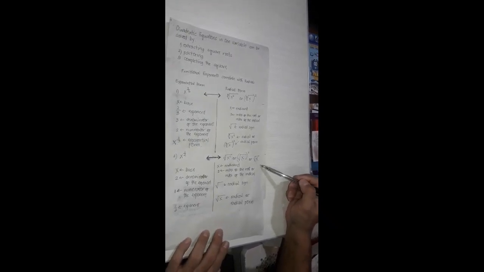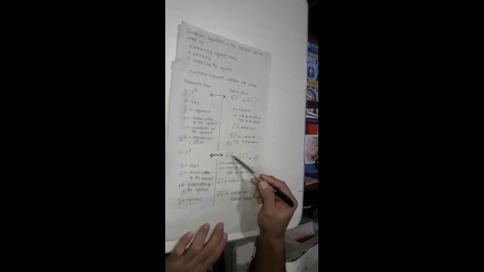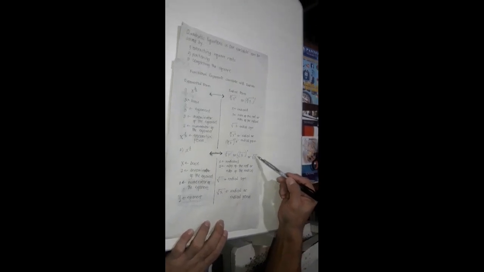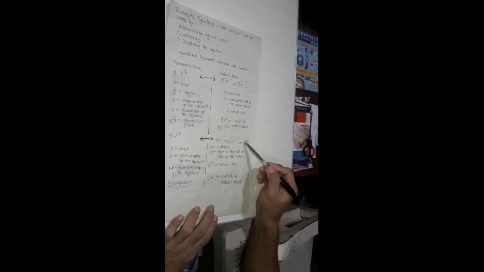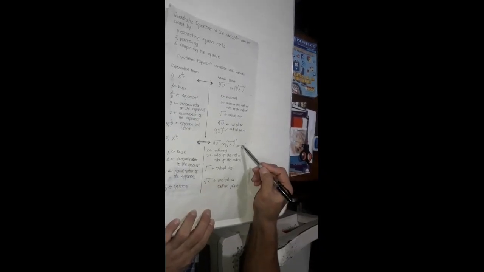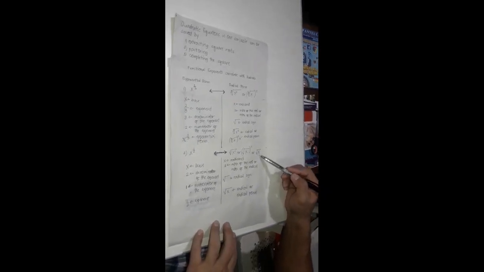This is the same as the square root of x, and this is the radical form. Once the numerator of the exponent is 1, you don't need to write 1 as the exponent. And once the denominator of the exponent is 2, you don't need to write 2 in the crook of the radical. So this is the square root of x.